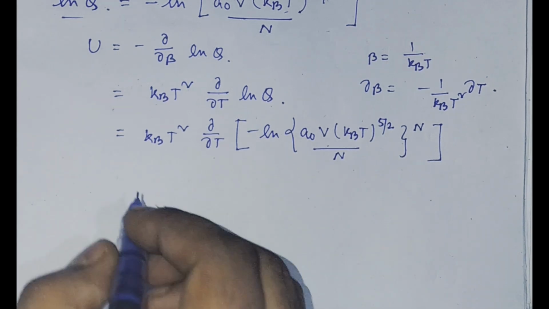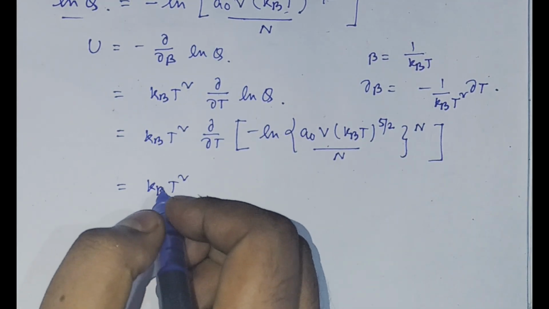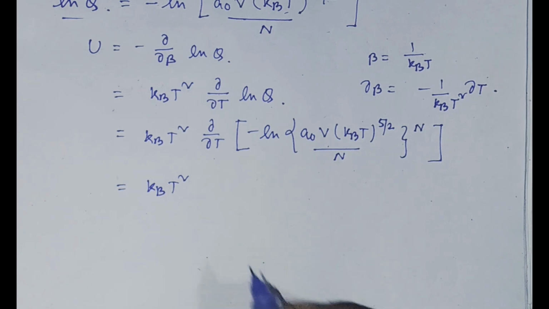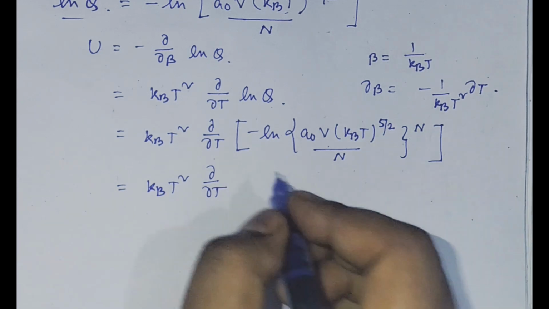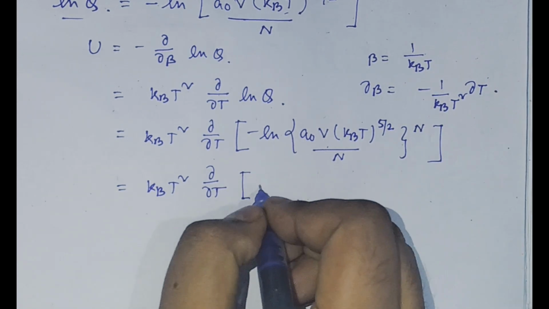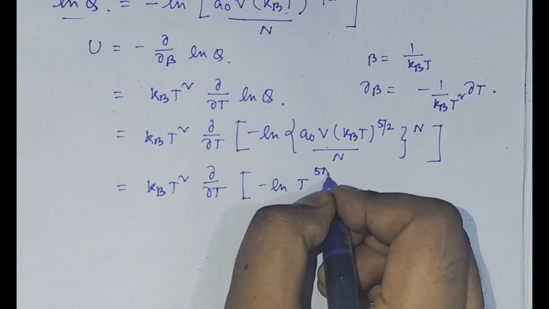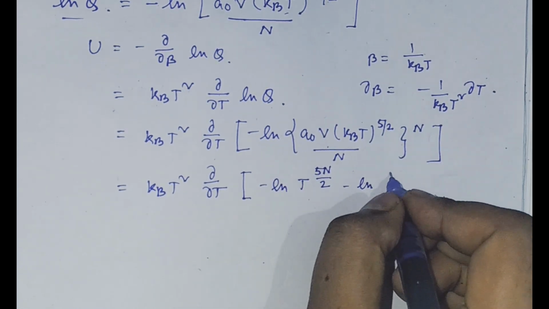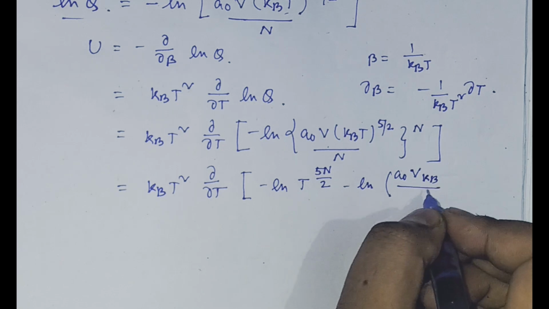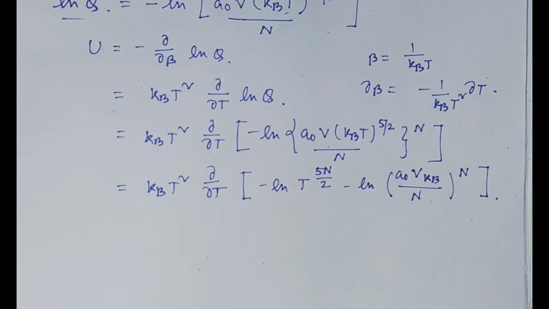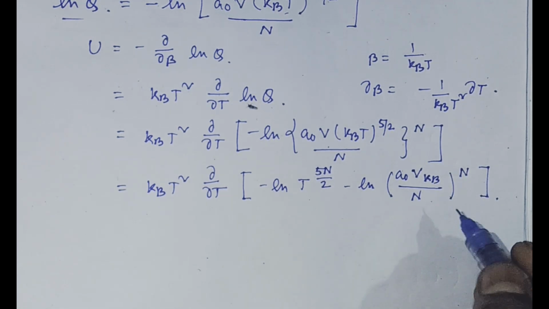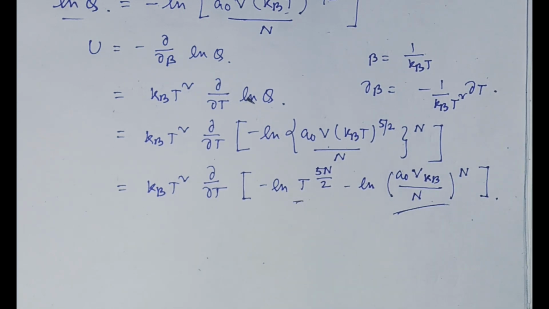Okay, so kB T squared, and if I rearrange this, then you may write del T of minus ln T to the power 5N by 2, minus ln of (A0 V kB by N) whole to the power N. I can write this. Okay, just check the calculations. And then you can see that there is no T term in the second part, right? And here is only the T term, so the derivative will go through only this T term.